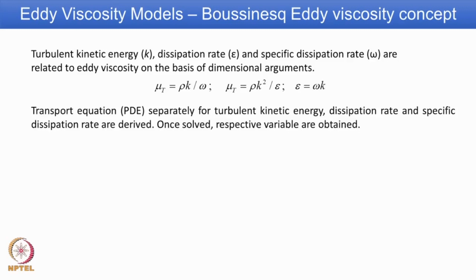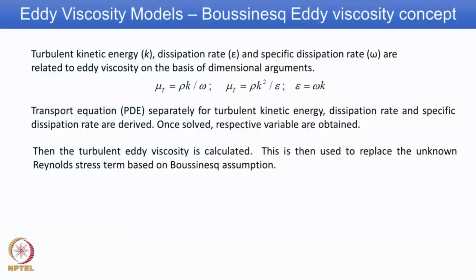We can set up transport equations, which are again basically partial differential equations, separately for each one of these quantities: turbulent kinetic energy, turbulent dissipation rate, and specific dissipation rate. If you have set up those equations and solved them, then the respective variables will be obtained. Then the turbulent eddy viscosity is calculated using this relation, and it is used to close or to model the Reynolds stresses based on what is known as the Boussinesq assumption. The Boussinesq assumption is shown in the form of an expression here.